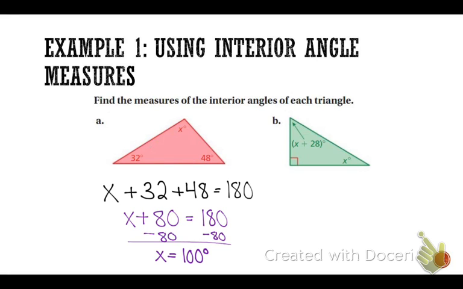Yes, I need to solve for the unknown angle measurement, but it says find the measures of the interior angles. So what we're going to do as our final answer, and this is what we'll be checking on tomorrow's homework, is I want you to list out each angle measurement. In this case, it would be 32, 48, don't forget your degree signs, and 100 degrees. So now you're going to go back and list, these are my three angle measurements of the triangle.